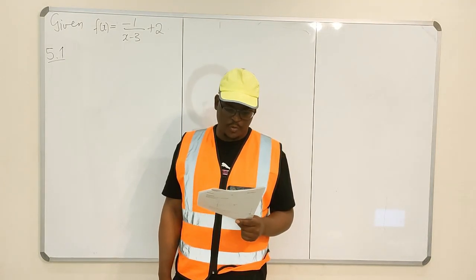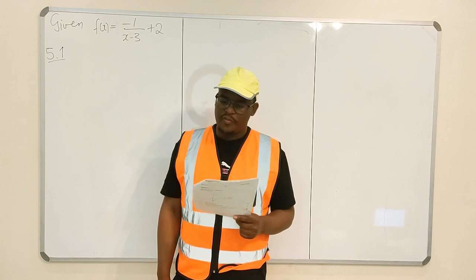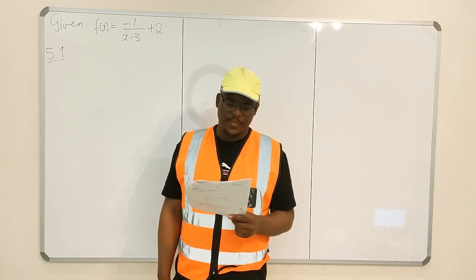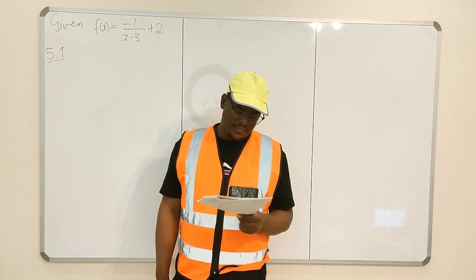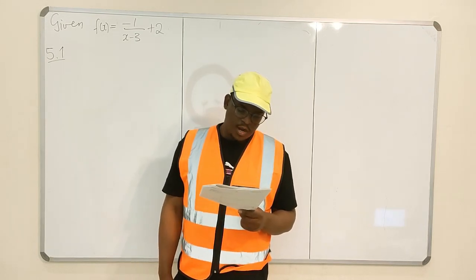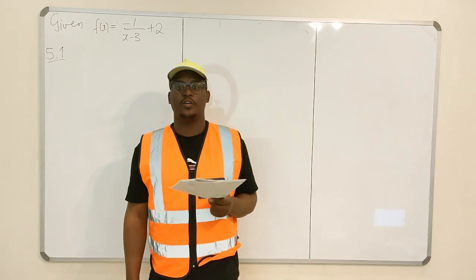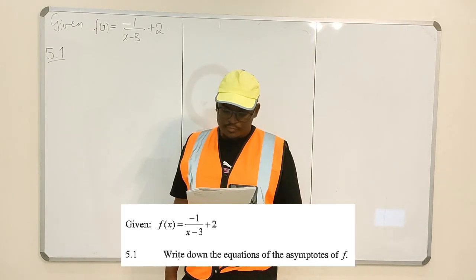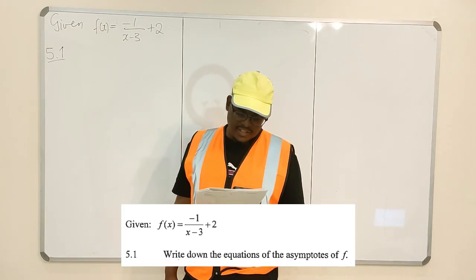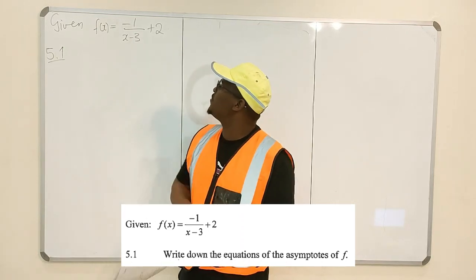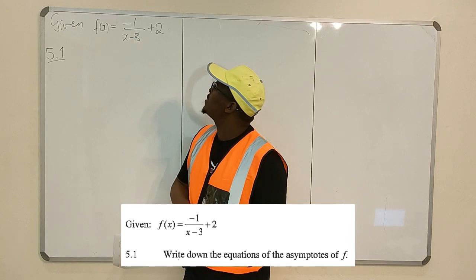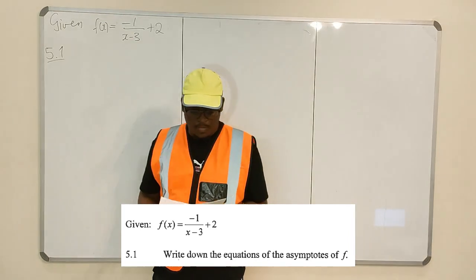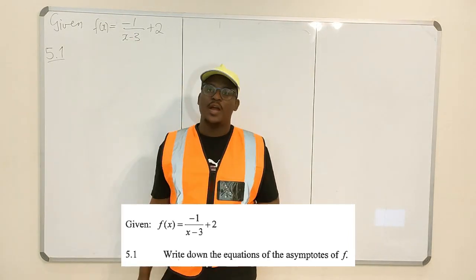So in this video I'll be doing question 5 of November 2021, question paper mathematics paper 1. These are functions, hyperbolic functions. So I'll read the statement and then answer the questions that follow. Let's go. Given f of x is equal to this. So we are given f as a function of x is equal to -1 over x minus 3 plus 2. Right, so we're given this hyperbolic equation.